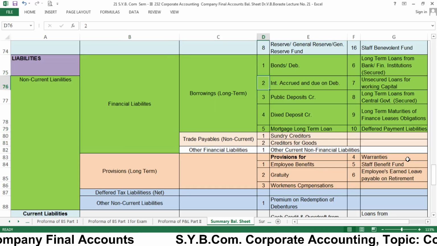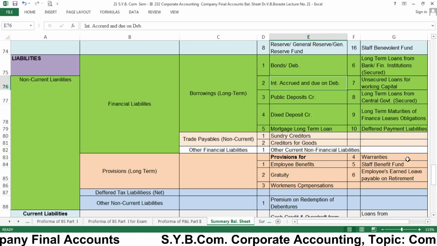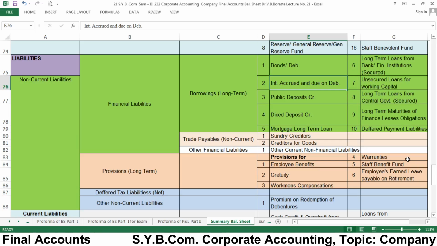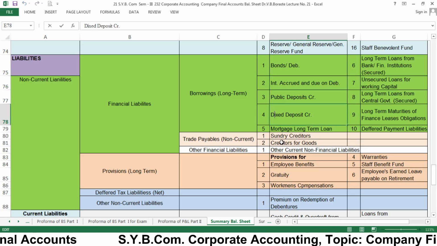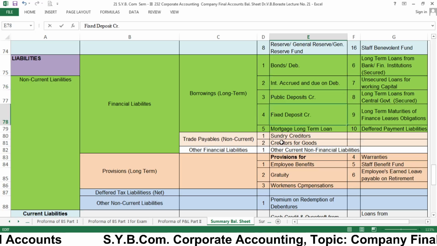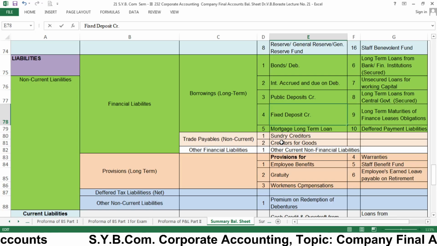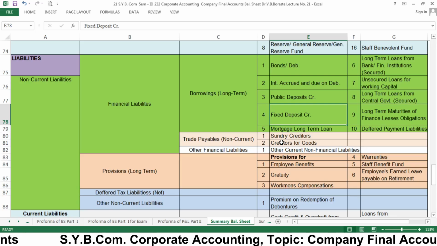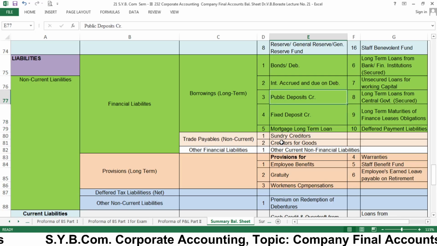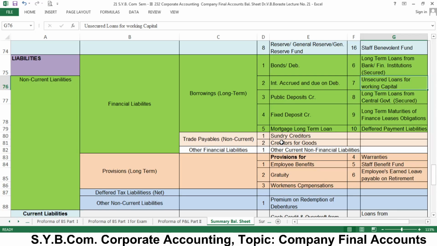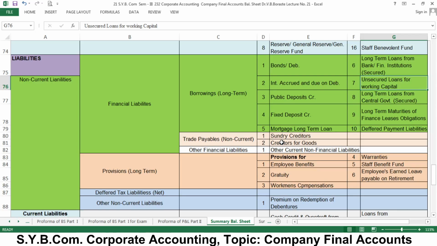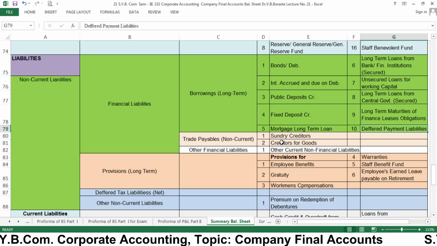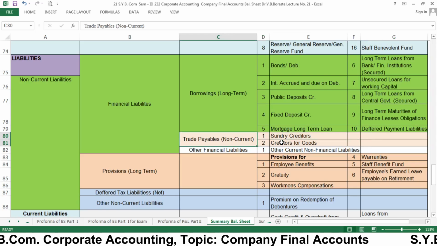long term. If bonds and debentures, interest accrued and due on debentures, public deposit, that is credit balance, fixed deposit, that is credit balance, then mortgage long term loan, long term loans from bank or financial institution secured, then unsecured loans for our working capital, long term loans from government or central government which is secured, long term maturities of finance lease obligations, deferred payment liabilities, etc. Then trade payable.